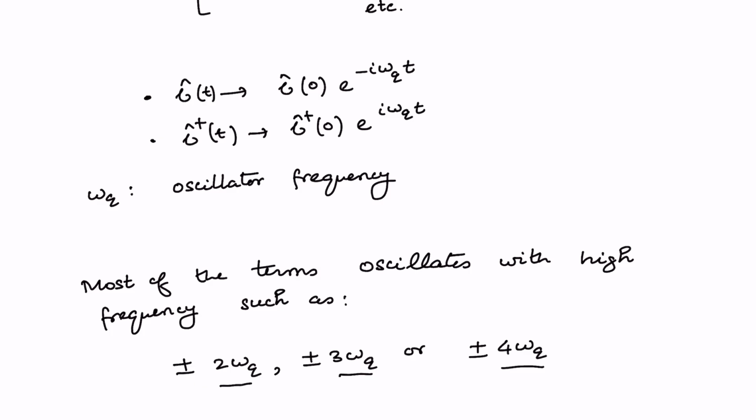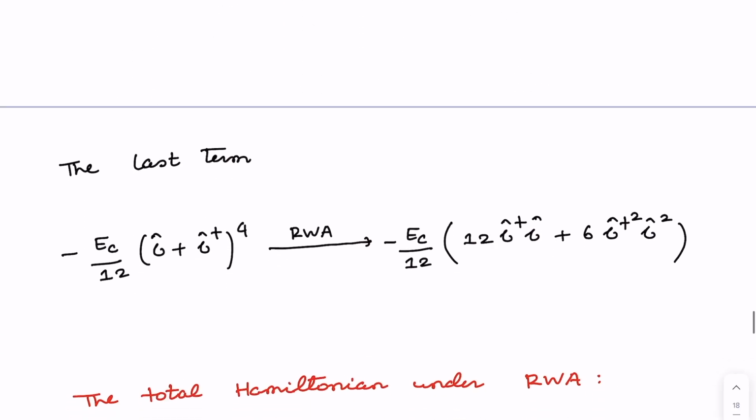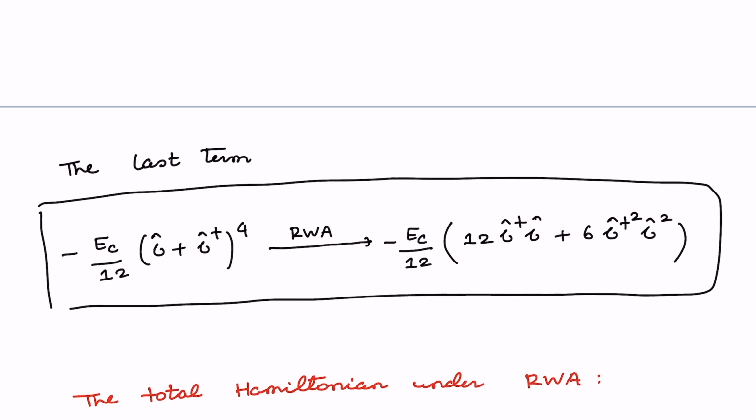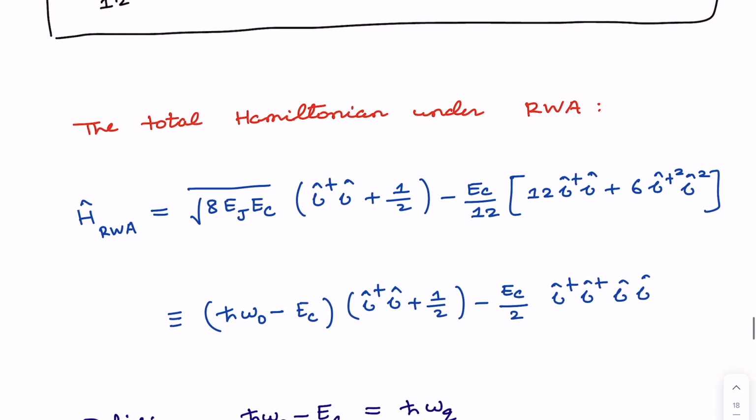And if we neglect all the highly oscillating terms, then the last term under the rotating wave approximation can be written in this particular form, right? We are going to retain only these terms that we get from the expansion, and the total Hamiltonian under the rotating wave approximation can then be written in this final form.